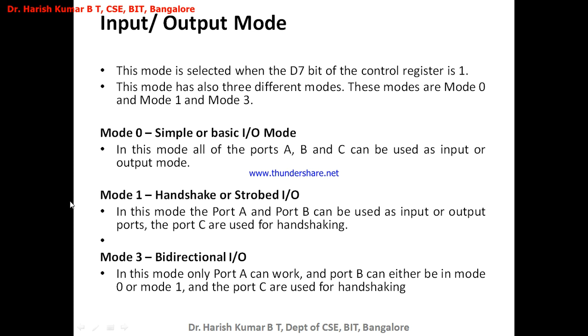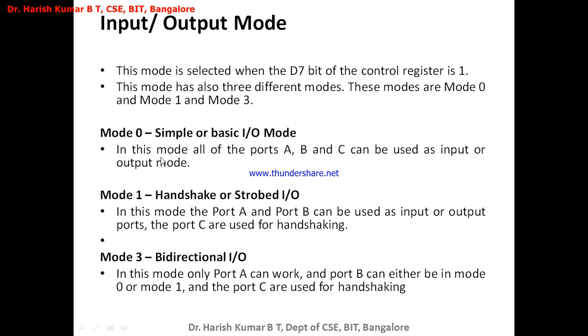in the simple input output mode. And similarly, the other mode is mode 1, which is called the handshake mode. Here only port A and port B can be made to operate in the handshake mode. And there is another mode, the bidirectional IO mode. In this mode only port A can work, so B and C cannot work in the bidirectional mode.